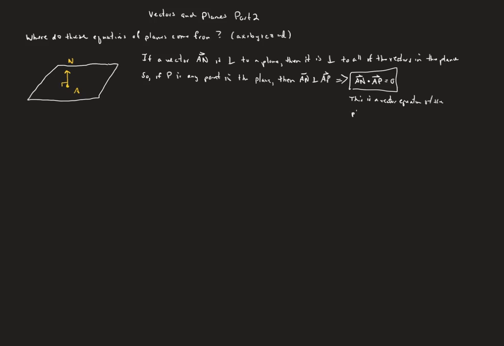And so we're going to see how do we go from the vector equation to what we're looking for here, this ax plus by plus cz equals d. So let's see what kind of Cartesian equation this leads to.